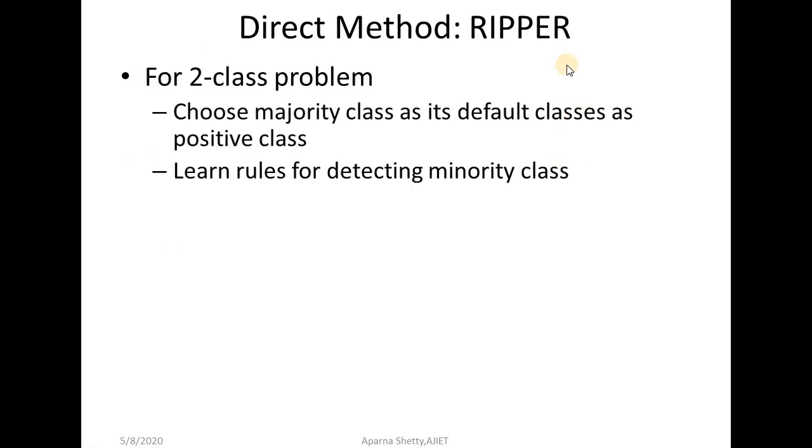In this Ripper method, there are two approaches. One approach is for the two-class problem, so let us see that first. Choose the majority class as the default class and as the positive class. Next, learn rules for detecting the minority class. So once you choose the majority class as the default class, next you have to learn the rules for detecting the minority class.